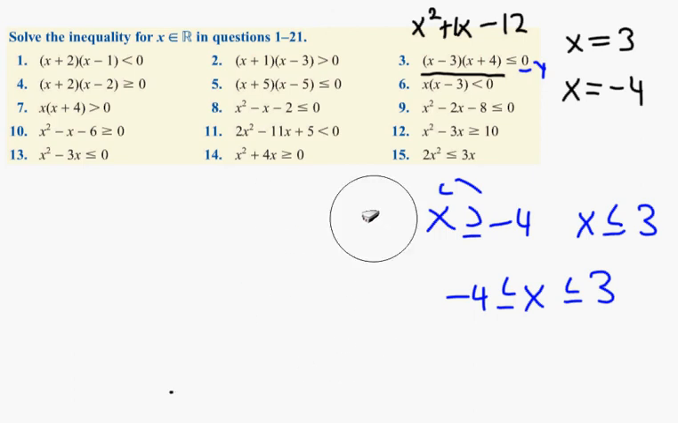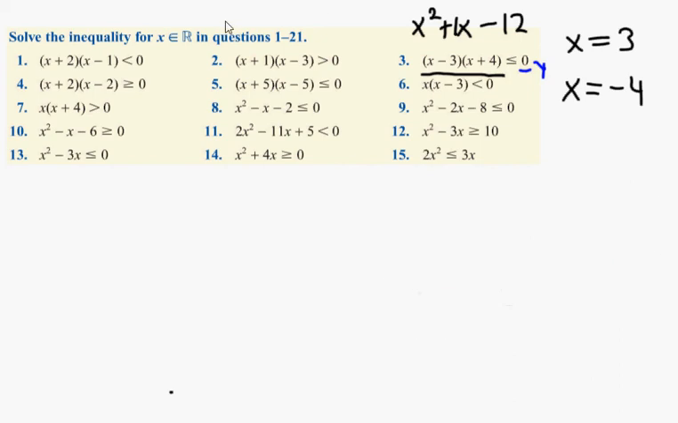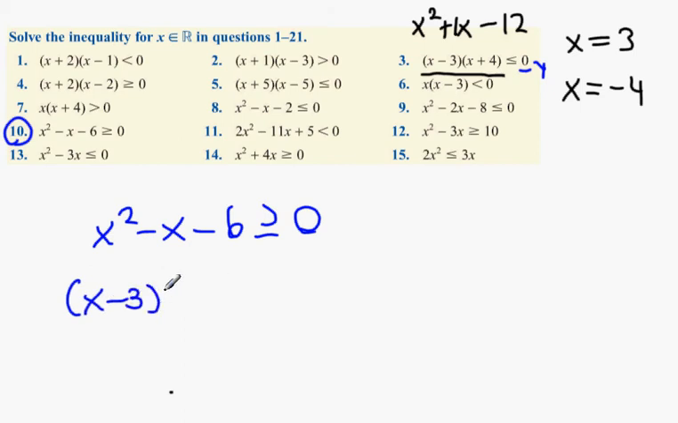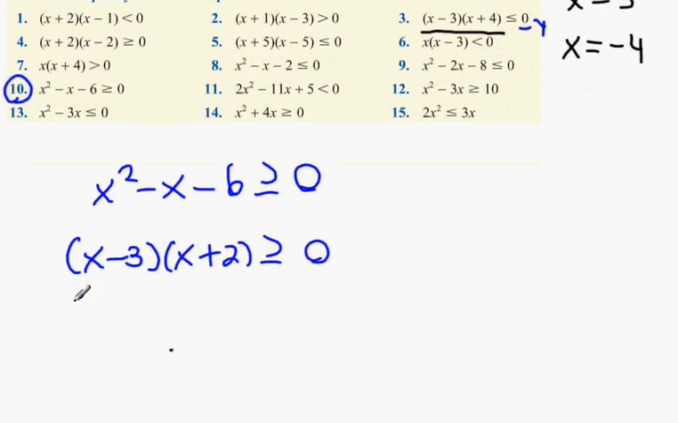This one here, number 10. Still recording here, lads, okay? So, number 10. x squared minus x minus 6 greater than or equal to 0. So what happens is the following. You factorize this into x minus 3, x plus 2 greater than or equal to 0. You pretend it's equal to 0, okay? And what you get is x equals 3 and x equals minus 2.